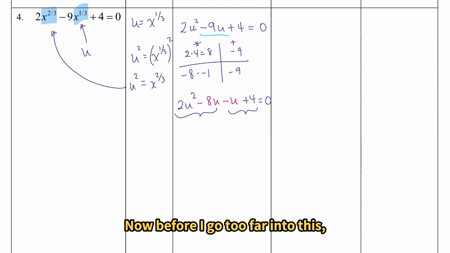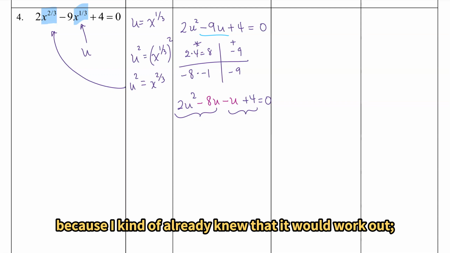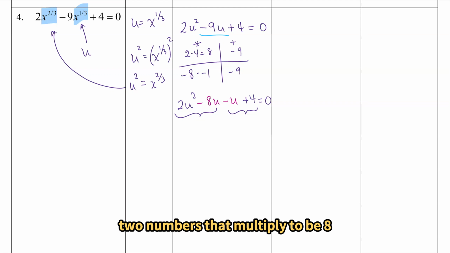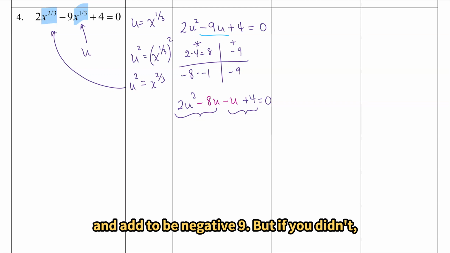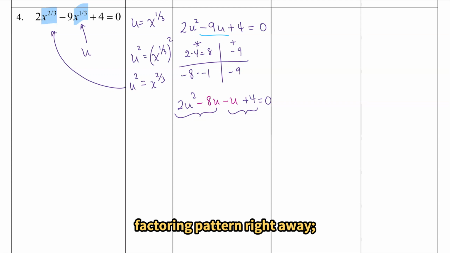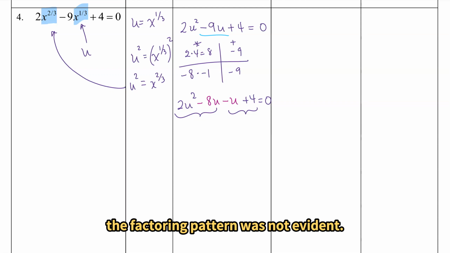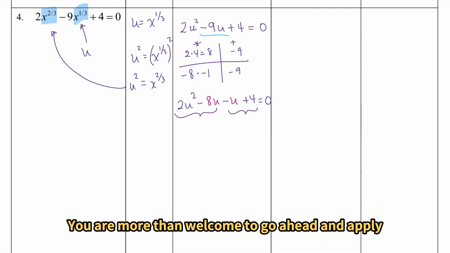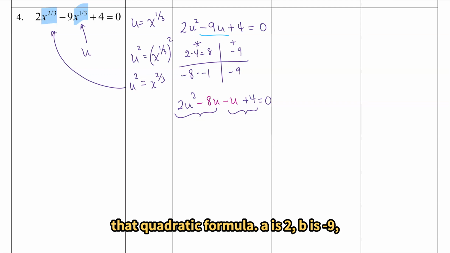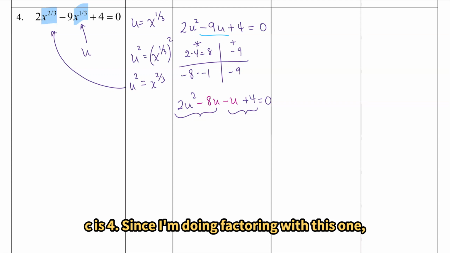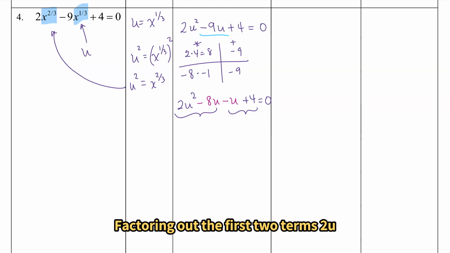Now before I go too far into this, I went to factoring because I kind of already knew that it would work out. Two numbers that multiply to be 8 and add to be -9. But if you did not see that factoring pattern right away, you are more than welcome to go ahead and apply the quadratic formula. A is 2, B is -9, C is 4. Since I'm doing factoring with this one, I'll go ahead and finish it.